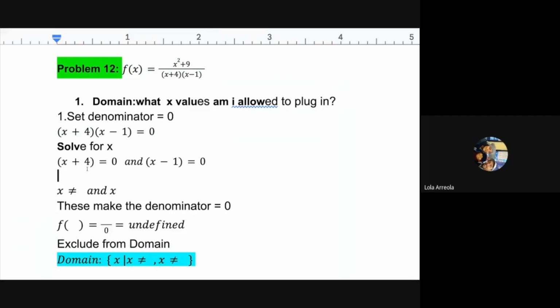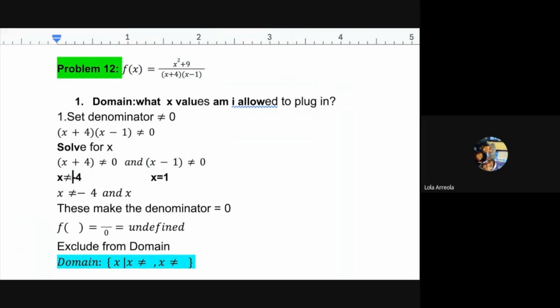Now, I have x plus 4 is equal to 0, so to solve for x, I'm going to subtract 4. To get rid of a positive 4, I have to subtract 4 from both sides. So now I have x is equal to negative 4. Over here, I have x is equal to 1. So x cannot equal negative 4. You could have also changed these signs and set the denominator cannot equal 0 like we've done before. As a reminder, we're solving for the x values that I cannot include in my domain. So I'm excluding negative 4 from my domain, and I'm also excluding 1 from my domain.